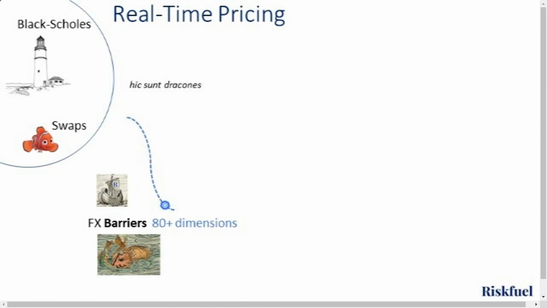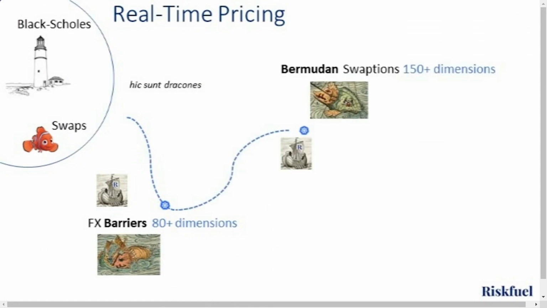So the kind of journey that we've been on at Riskfuel is the first one we played around with was FX barriers. For that, you have about 80 dimensions and you have some interesting effects, but it's still relatively manageable. The next ones that we started tackling were Bermudan swaptions. So there you start getting more and more dimensions. And the swaption aspect combined with the Bermudan gives a little bit of an interesting interplay.